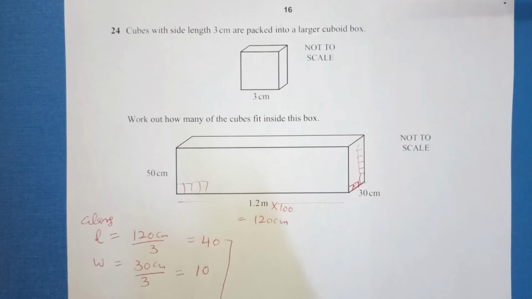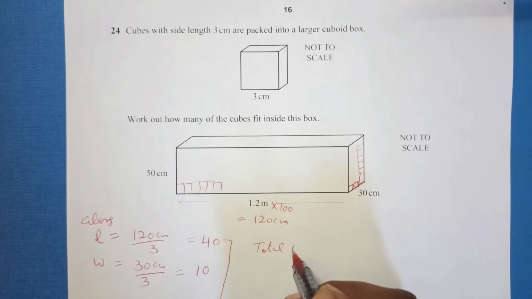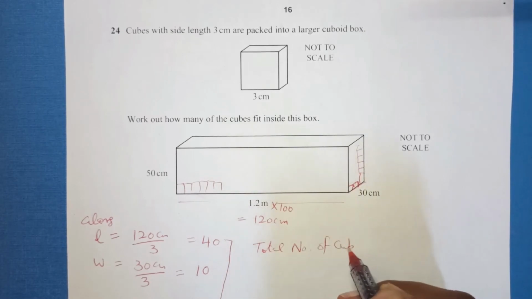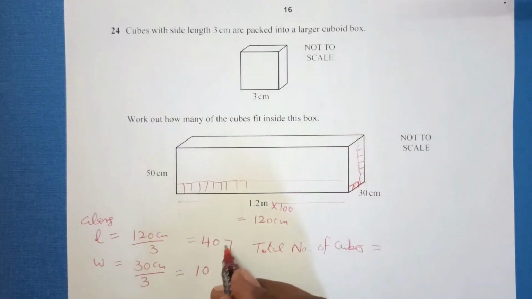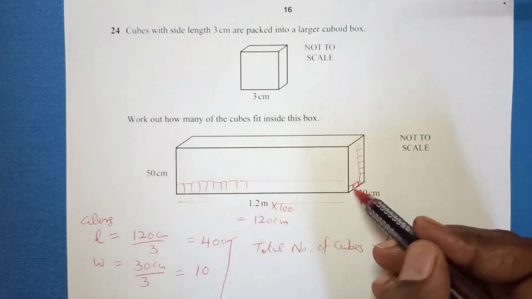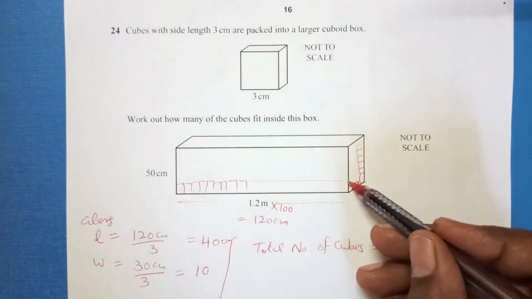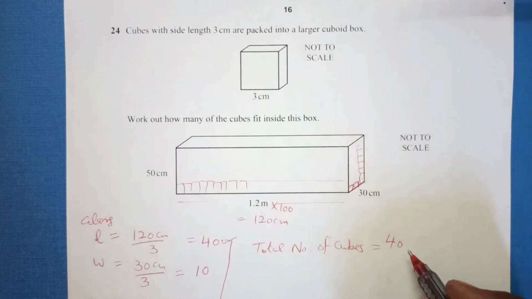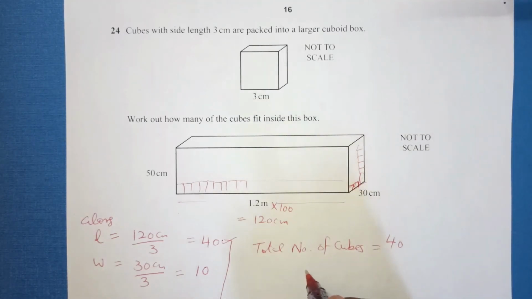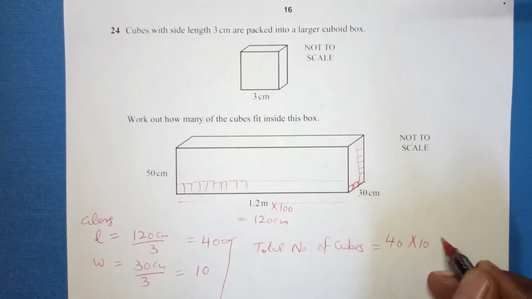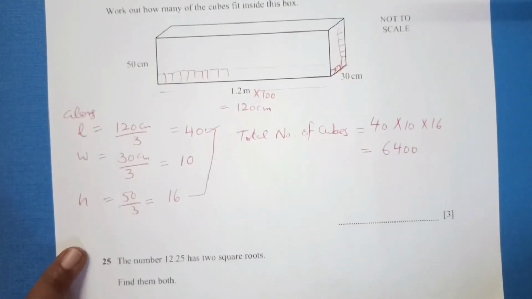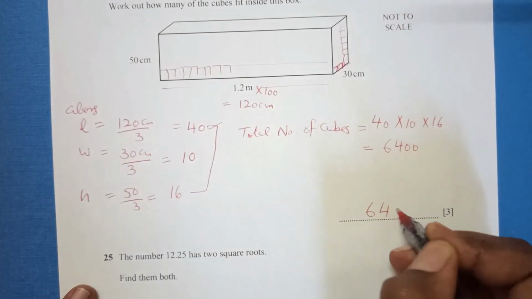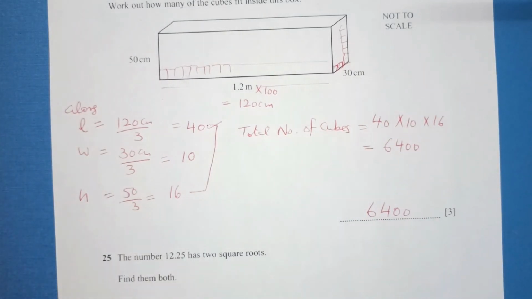So what is the total number of cubes that can be placed? Along the length they are 40. Then along the width, one row of 40, then 40, then 40, like that. So it will be 40 times 10, then times 16. So total will be 6,400. So the number of cubes that can be fitted in that is 6,400.